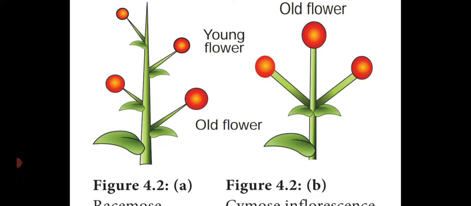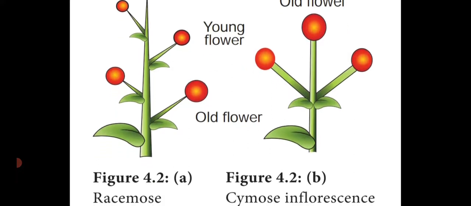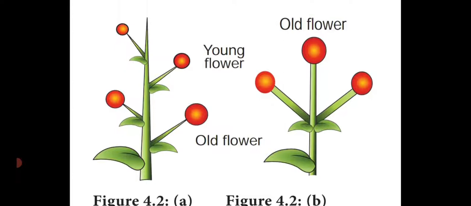So these flowers are arranged in a different pattern. That is, mature flowers are located at the base. When growing towards the apex, the young flowers are located. See the diagram, old flower and young flower. That is said to be racemose inflorescence.